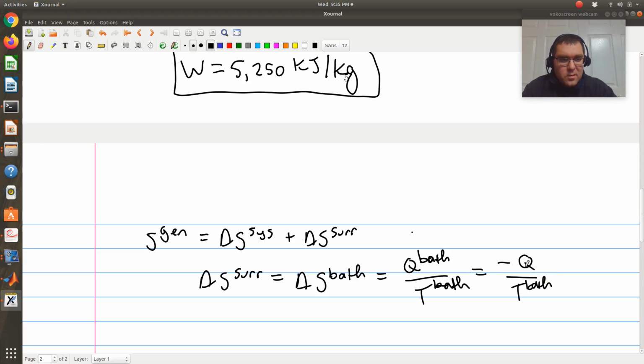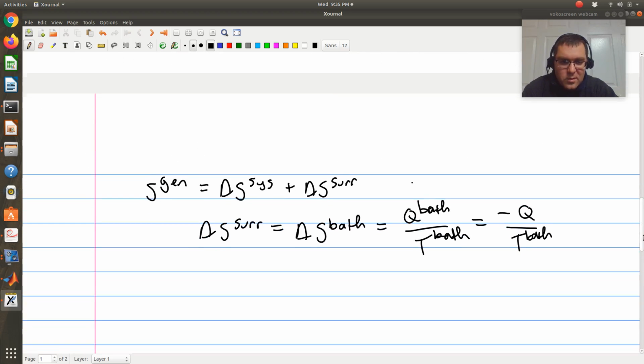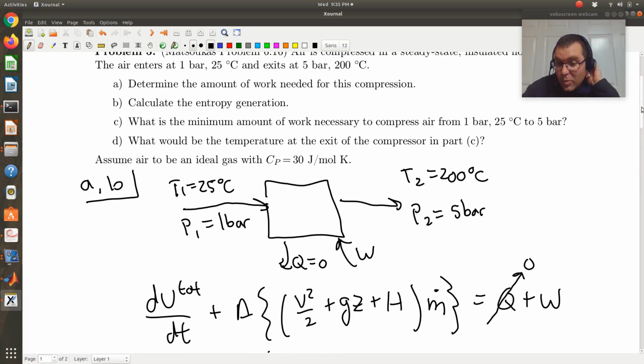But since we're told this is well insulated, it's adiabatic, so Q is equal to 0. There's no heat exchange between my system and surroundings. So I'm just left with S gen equal to delta S of my system, which is equal to S2 minus S1. All right, so I need to calculate S2 minus S1.